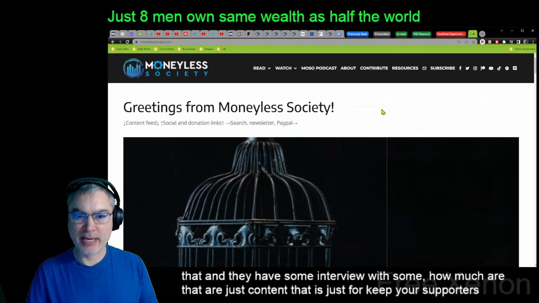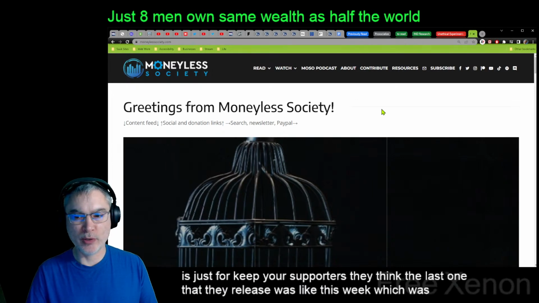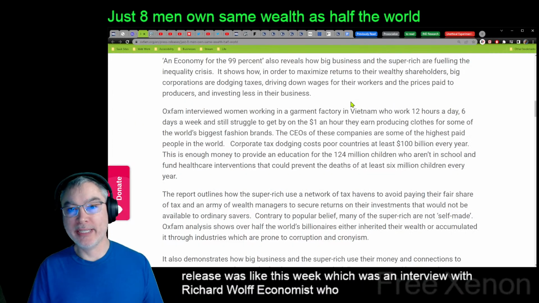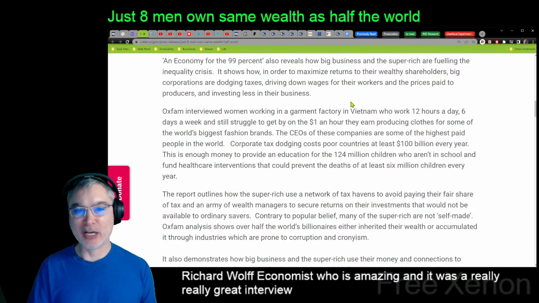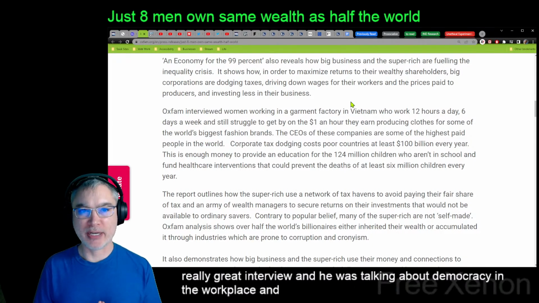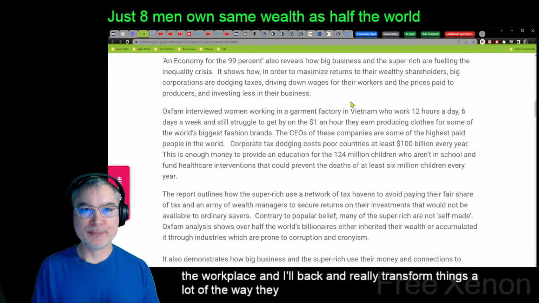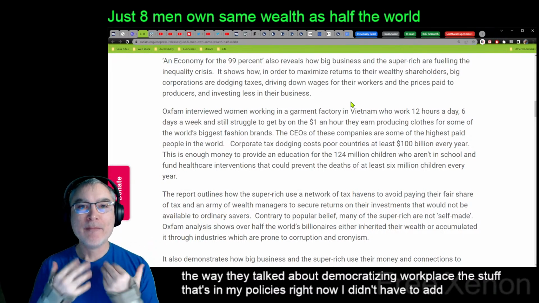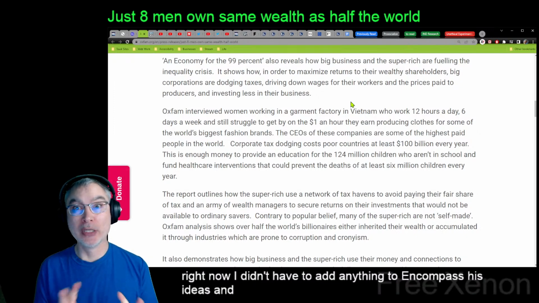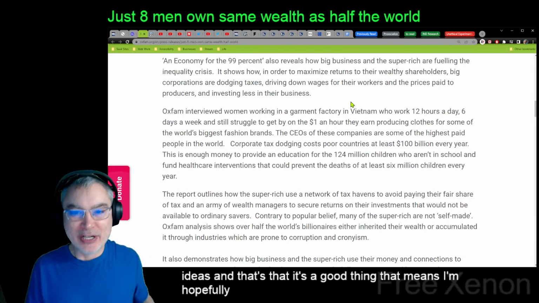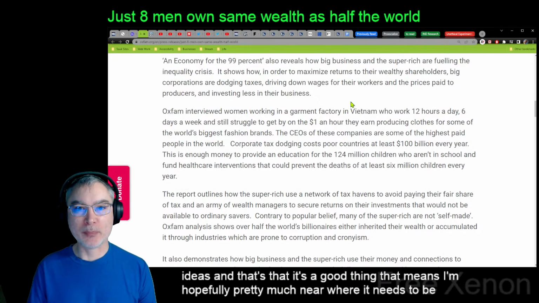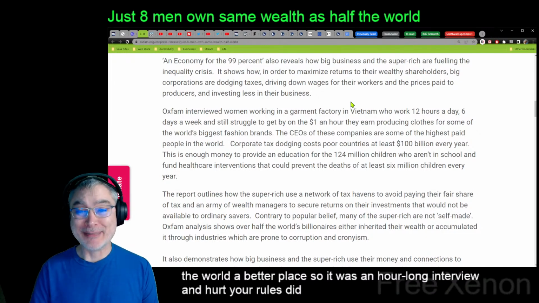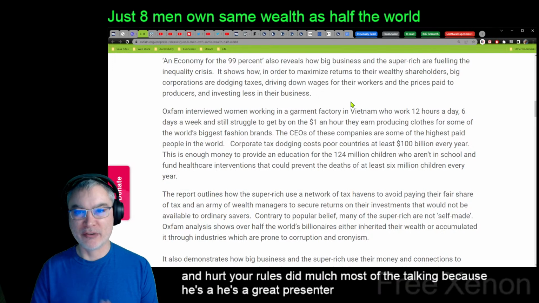I think the last one that they released was like this week, which was an interview with Richard Wolff, the economist. He was amazing. And it was a really great interview. And he was talking about democracy in the workplace and how that can really transform things. A lot of the way that he talks about democratizing the workplace is stuff that's in my policies right now. I didn't have to add anything to encompass his ideas, and it's a good thing. So it means I'm hopefully pretty much near where it needs to be to help make the world a better place. It was an hour-long interview, and Richard Wolff did most of the talking because he's a great presenter, a great interview person. So it was really great.